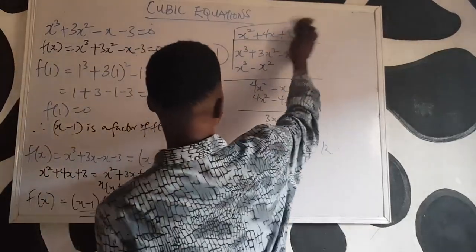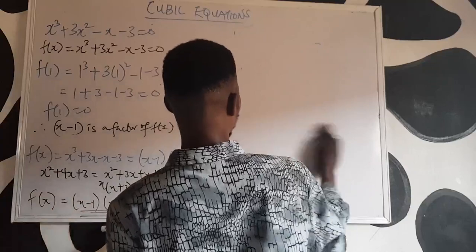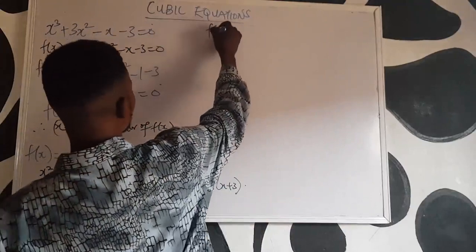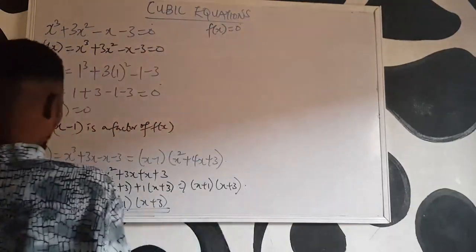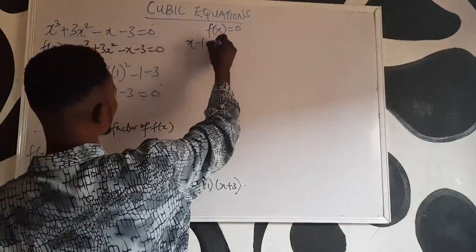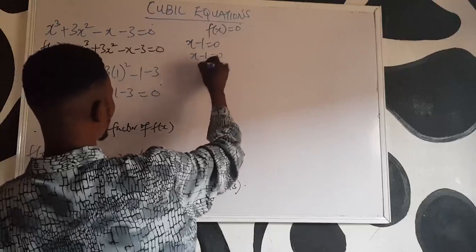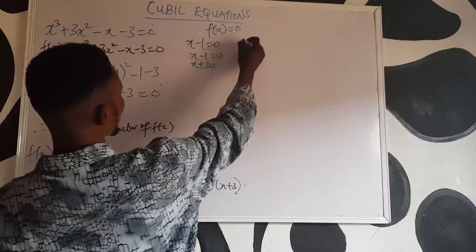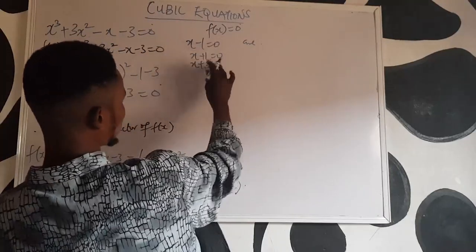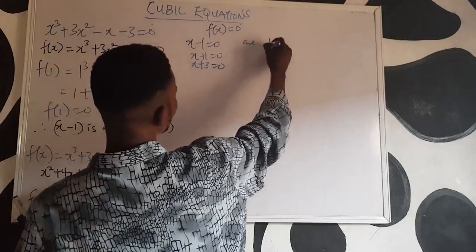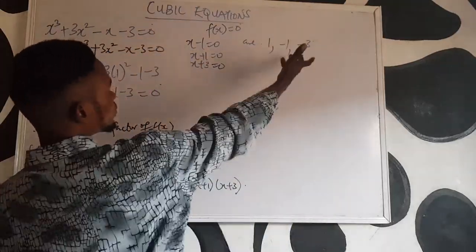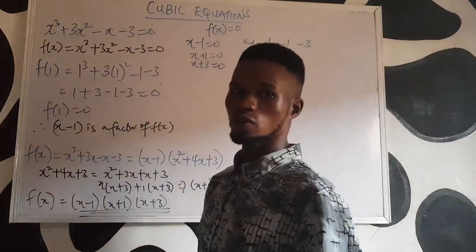So that means that f of x equal to 0 are the roots of the cubic equation. So the roots are: x minus 1 equal to 0, x plus 1 equal to 0, x plus 3 equal to 0. They are what? x is 1, x is minus 1, and x is minus 3. They are 1, minus 1, and minus 3. So these are the roots of the cubic equation.